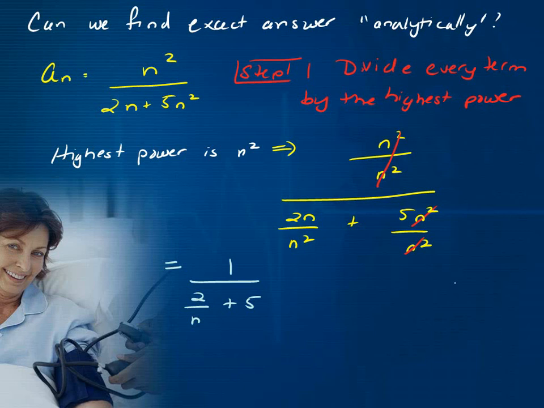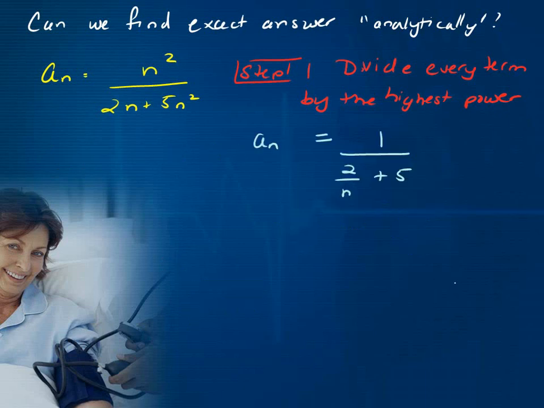Now 2 over n, as n gets large, gets small. 2 over 1,000, pretty small. 2 over 10,000, pretty small. What's the limit of 2 over n as n goes to infinity? Close to 0. Should be close to 0, right? Every time I plug in an n that's really big, I'm going to get something closer and closer to 0. So that piece goes to 0.